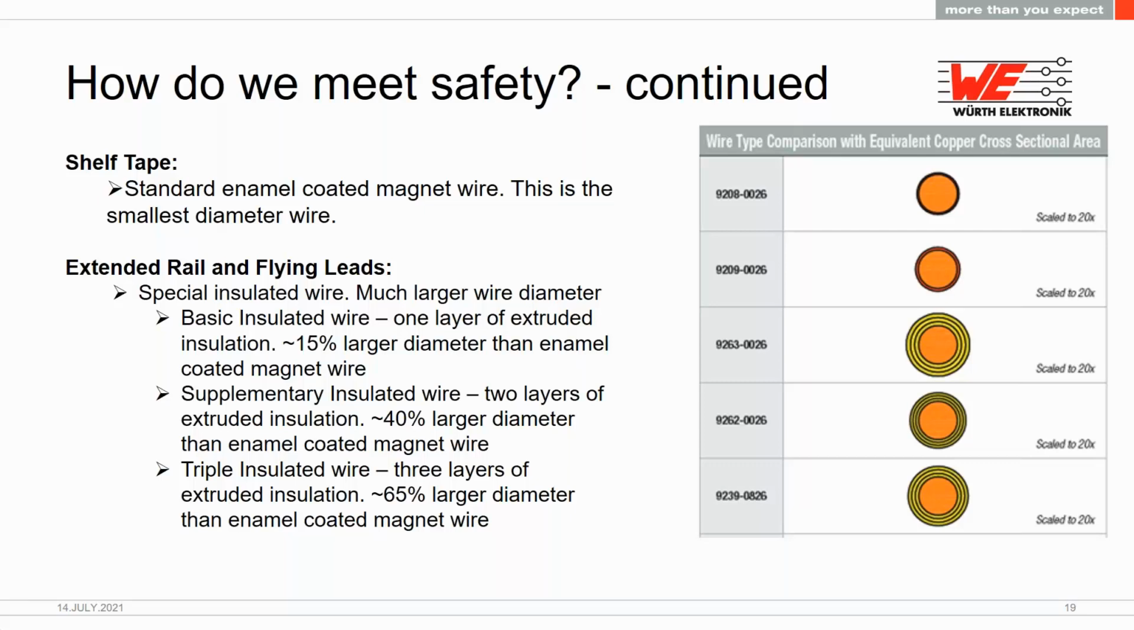These increases to the overall diameter will vary depending on which wire gauge we're talking about. As you can imagine, the outer insulation layer on the copper wire remains pretty consistent. So when we're talking about a 24 gauge enamel coated magnet wire versus a 40 gauge, that outside extruded insulation will be a larger percentage of the overall diameter with a smaller 40 gauge diameter type wire.